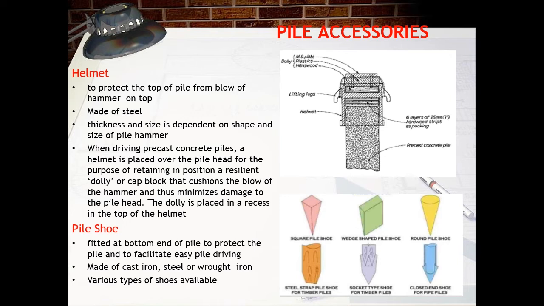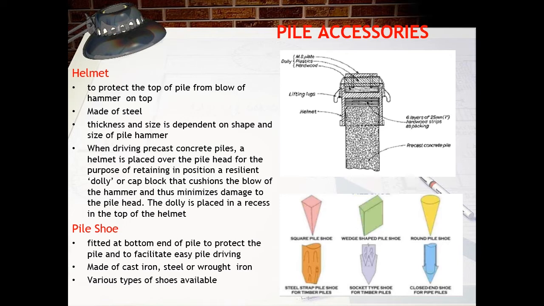Next, we look at the pile accessories. One, we have pile helmet and pile shoe. For pile helmet, it is to protect the top pile from blow of the hammer on top. It is usually made of steel, and the thickness and the size is dependent on the shape of size of the pile hammer.